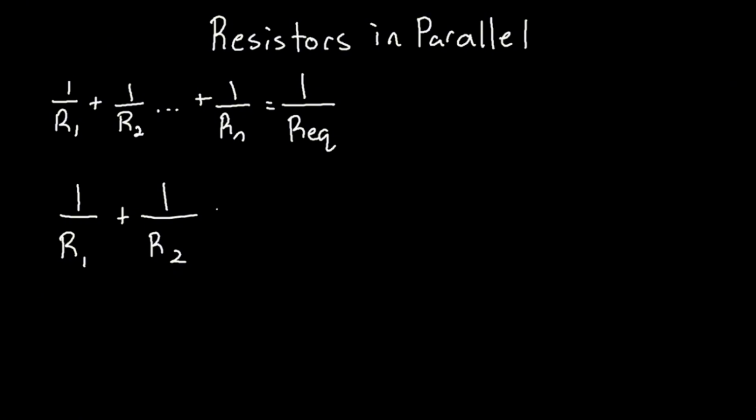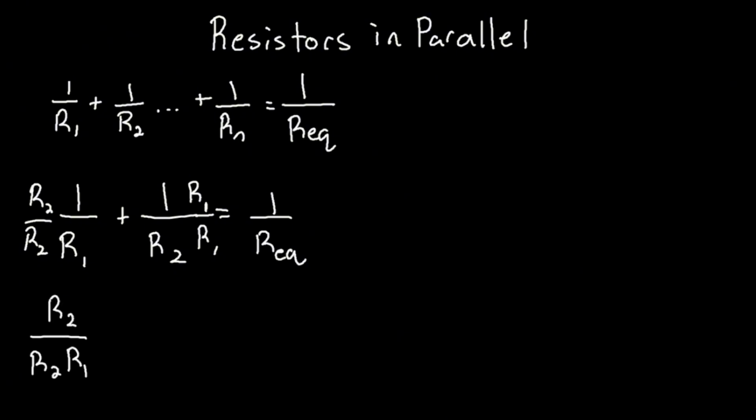So when you have two resistors, you have 1/R1 plus 1/R2 is equal to 1/REQ. What you can actually do is multiply each of these by R2/R2, and this one by R1/R1, so that you get the same denominators. Once you get the same denominators, you get R2/(R2 times R1) plus R1/(R2 times R1) is equal to 1/REQ.